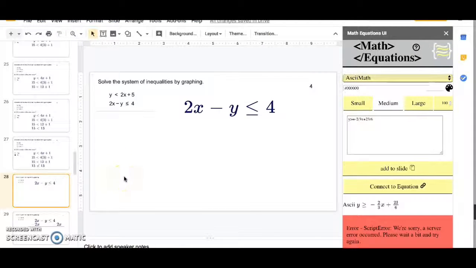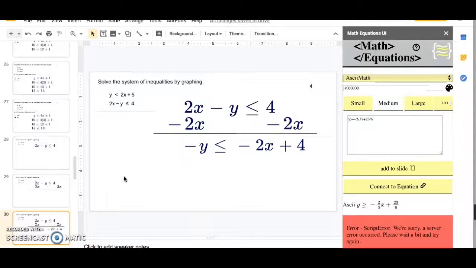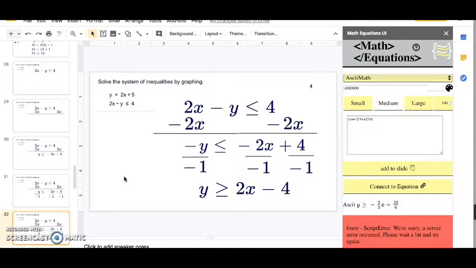Okay, so we have 2x minus y is less than or equal to 4. So we subtract 2x from both sides, and we get negative y is less than or equal to negative 2x plus 4. Now we need to have a positive y, so we need to divide everything by negative 1. Now when we divide an inequality by a negative number, we need to switch the direction of it. So it should become y is greater than or equal to 2x minus 4. So we switch it from a less than or equal to a greater than or equal to. Now let's graph them.